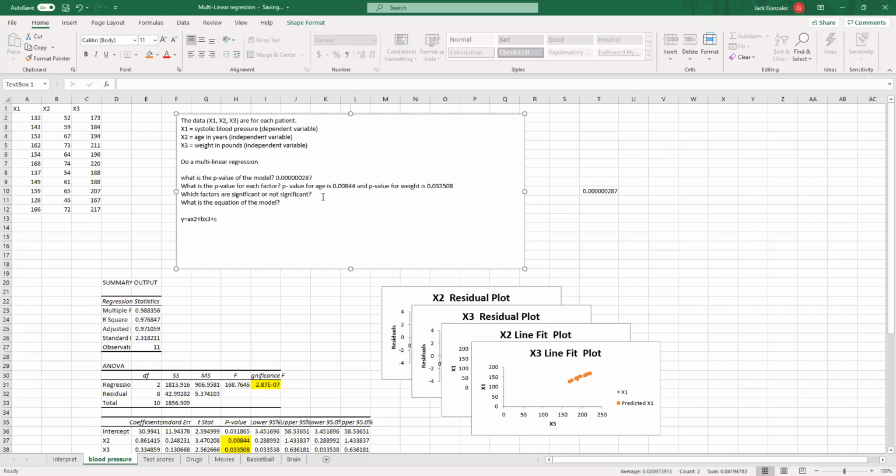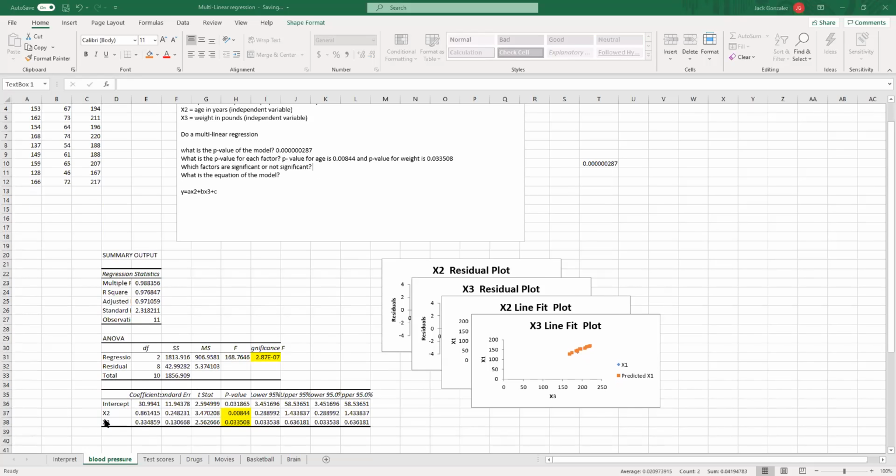Okay, so then you figure out which factors are significant or not significant. Well, if the p-values are too large, you'd say, you know what, it seems like weight or whatever is not significant. So for example, this is 0.03. That is below 0.05, so this is technically still okay. So you can say with 95% confidence that both factors are significant.